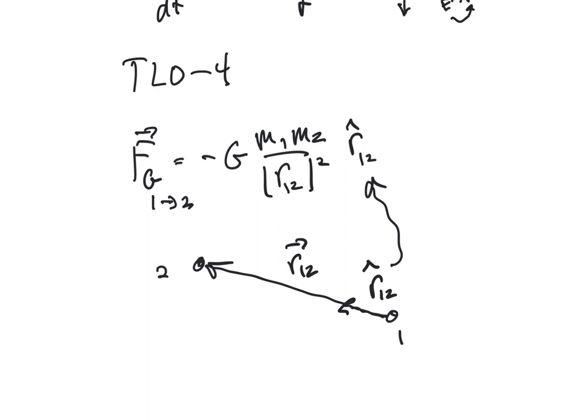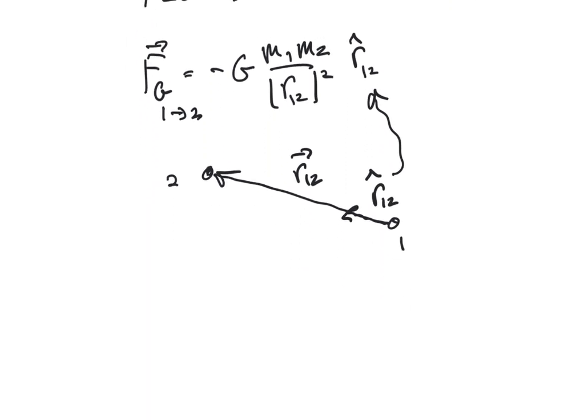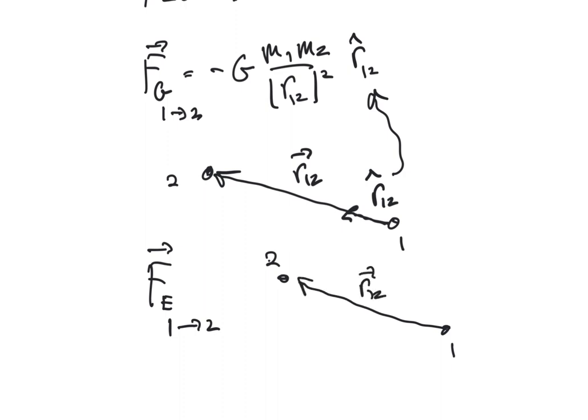Now there's a similar force. It's the electrostatic force. So say Fe maybe. And I could have charge 1 acting on charge 2. It's exactly the same picture. I've got charge 2. I've got charge 1. I've got a vector r12. Let's see, that's not right. Hang on a second.